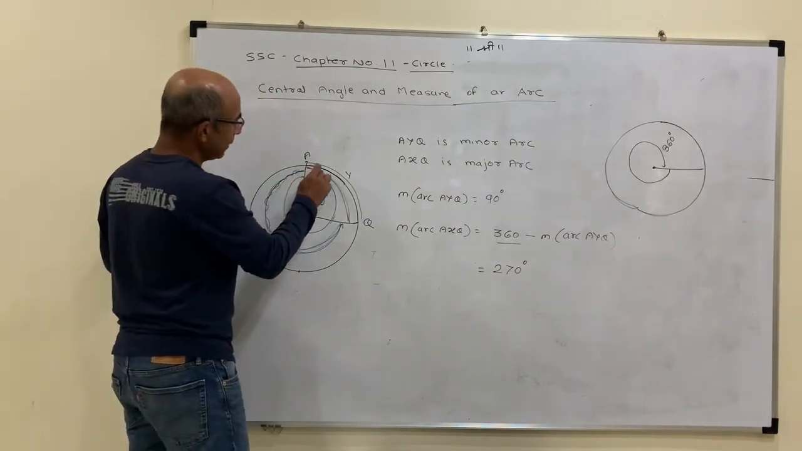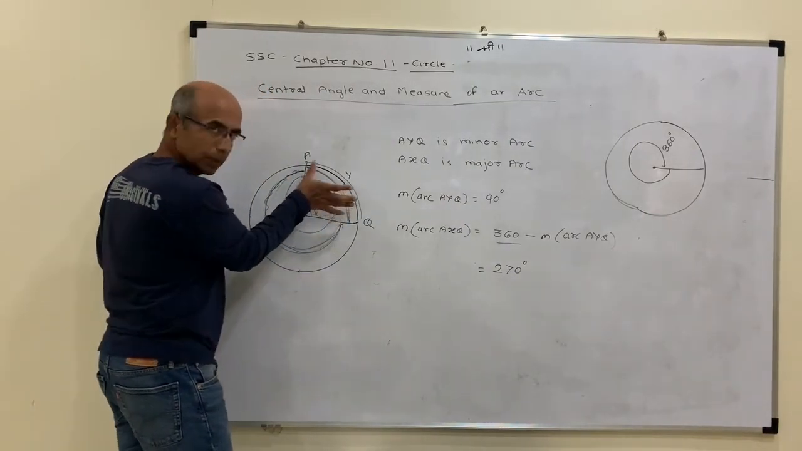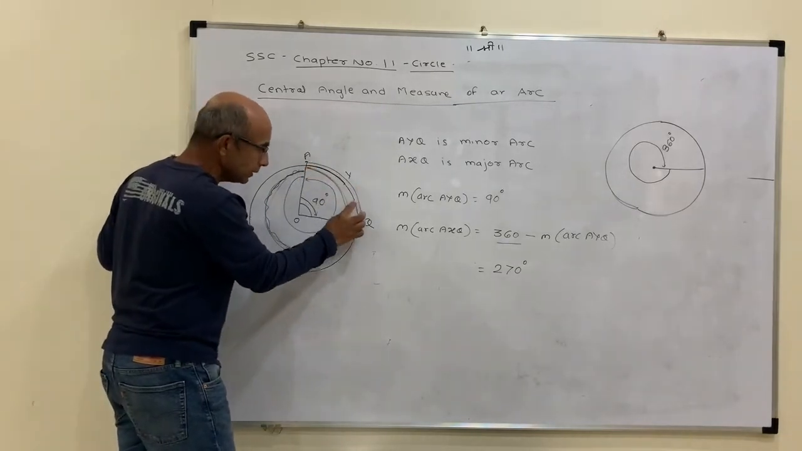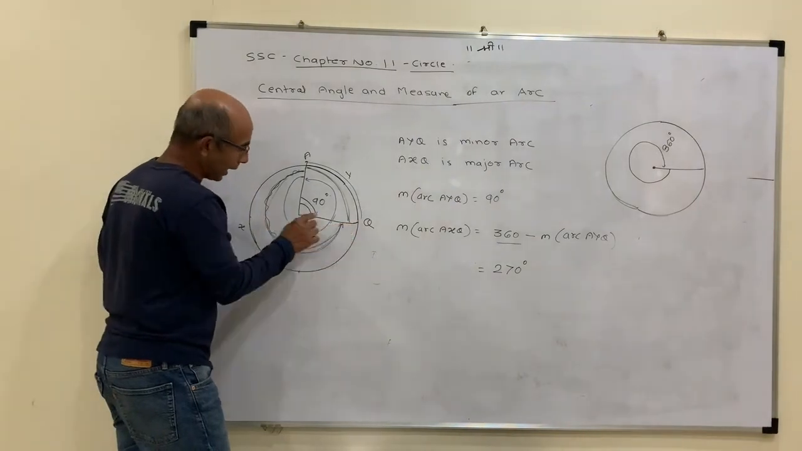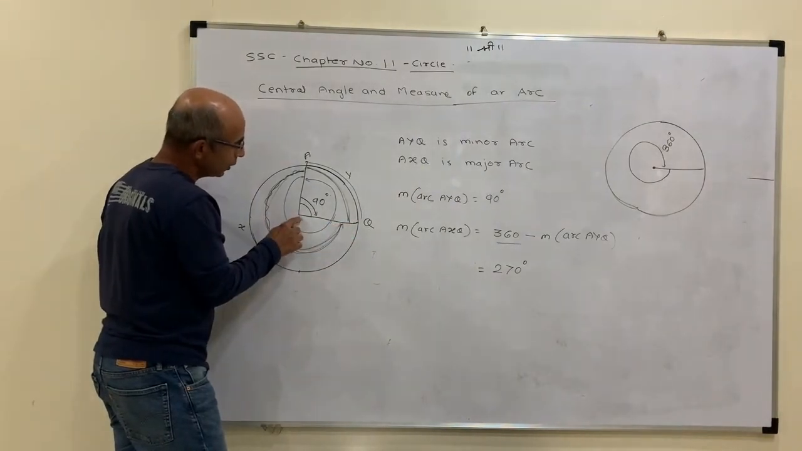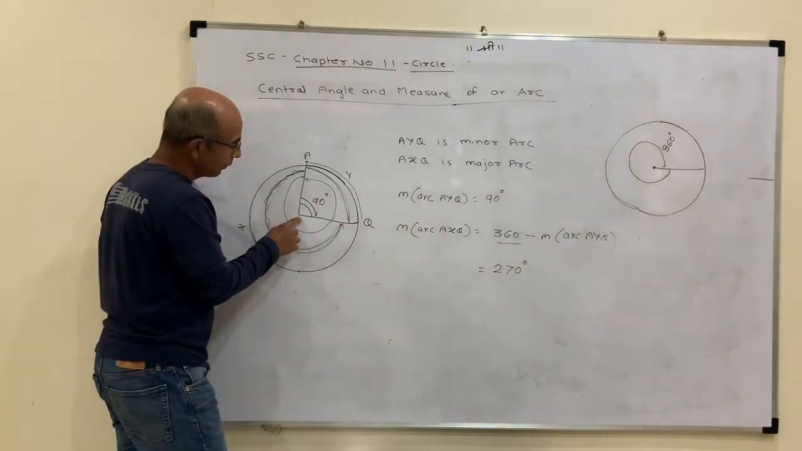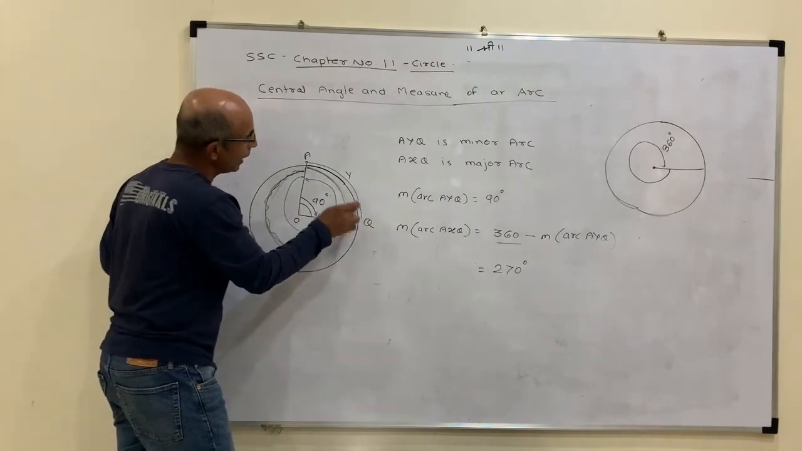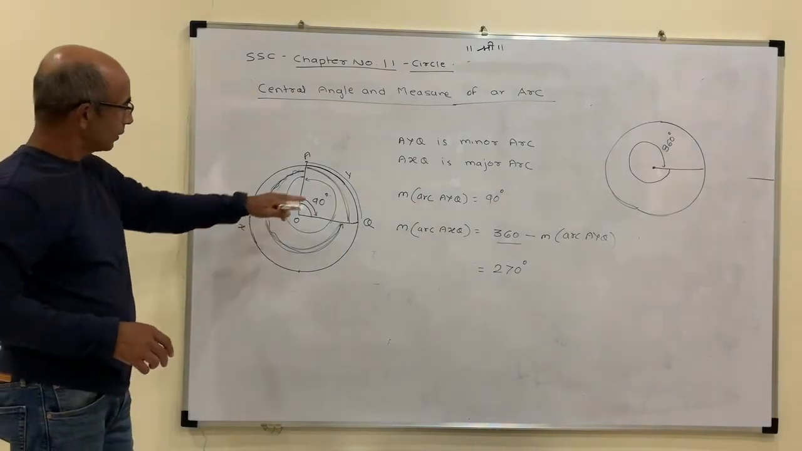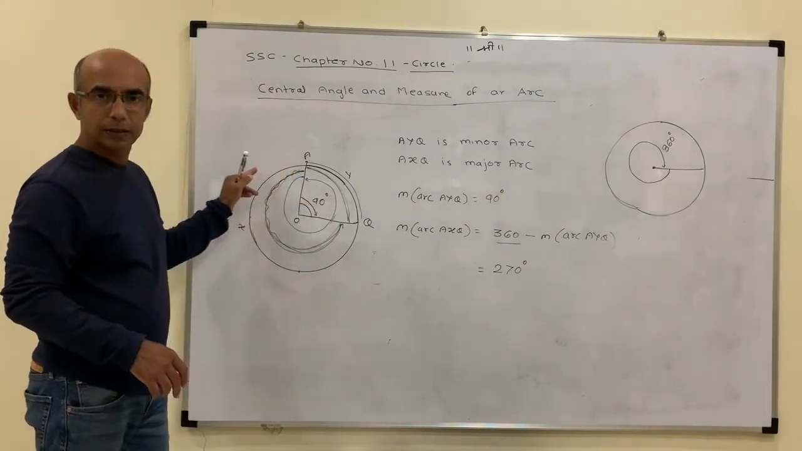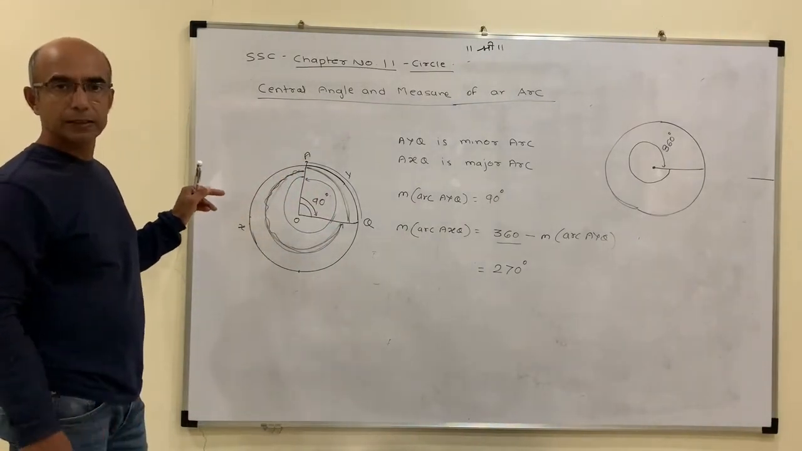Any portion of the circle, a piece of that circle, is the arc. The measure of an arc is the angle it makes at the center of the circle to the two end points of the arc, and the total of the arc is 360 degrees.